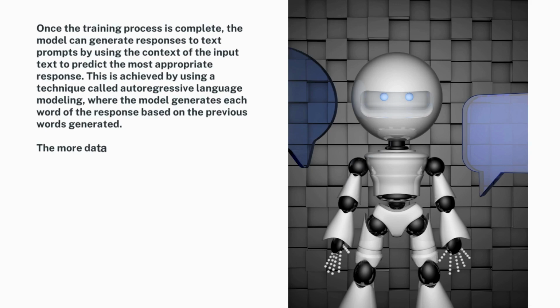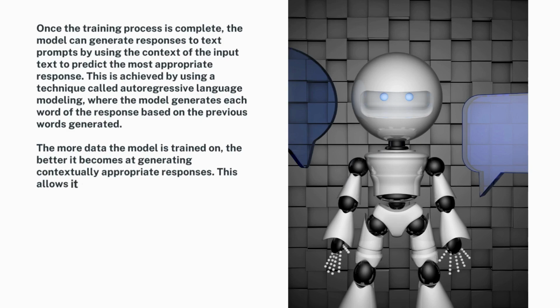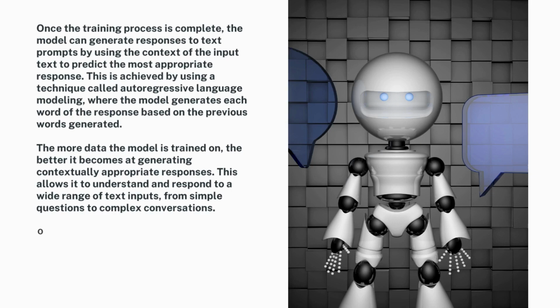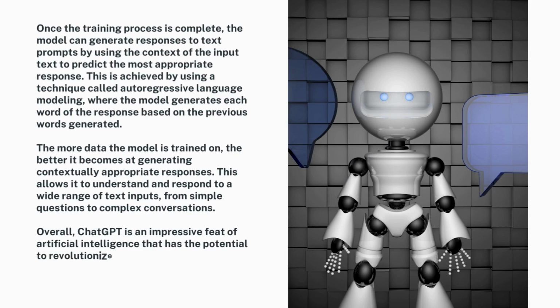The more data the model is trained on, the better it becomes at generating contextually appropriate responses. This allows it to understand and respond to a wide range of text inputs, from simple questions to complex conversations. Overall, ChatGPT is an impressive feat of artificial intelligence that has the potential to revolutionize the way we interact with machines and each other.